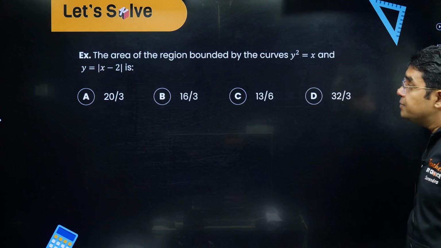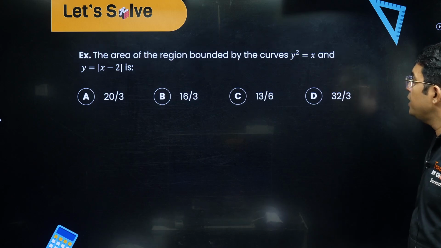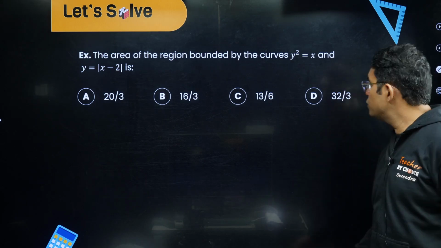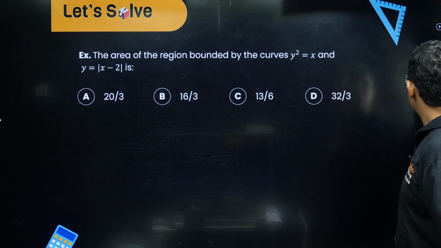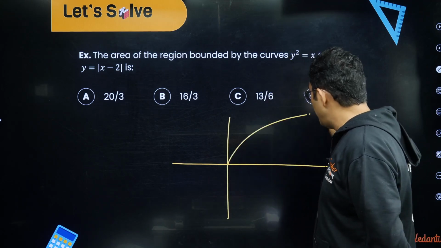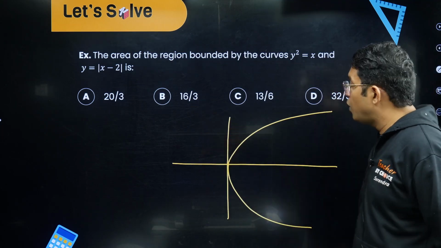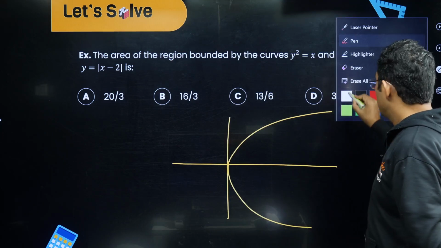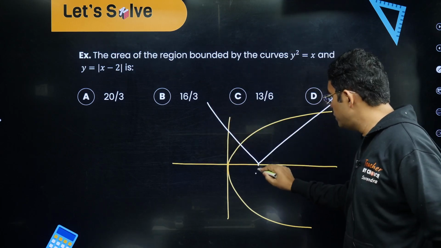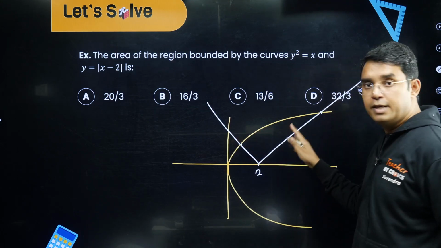Now here please see the area of the region. We have to find the area of the region bounded by the curve y square is equal to x and y equal to mod x minus 2. I think only two things they have given, not looking very difficult. y square equal to x means it should be a right-opening parabola with vertex at origin. And y equal to mod x minus 2 means it should be a V-shaped graph like this at x equal to 2. Now we have to find these two points of intersection and we have to find this area.